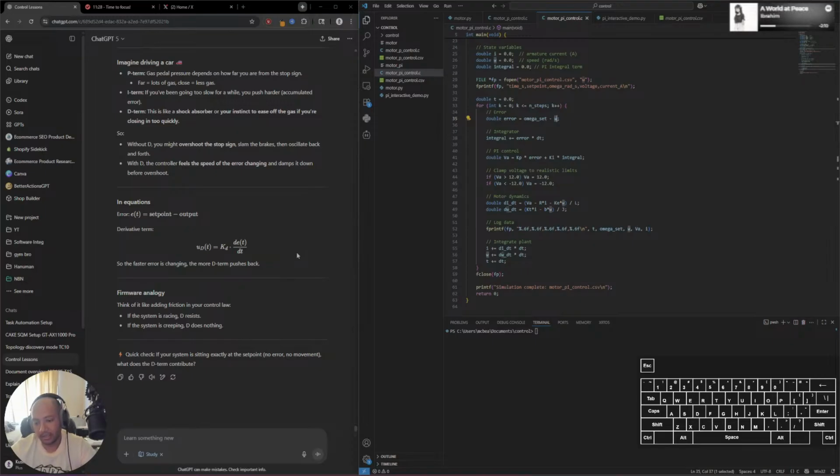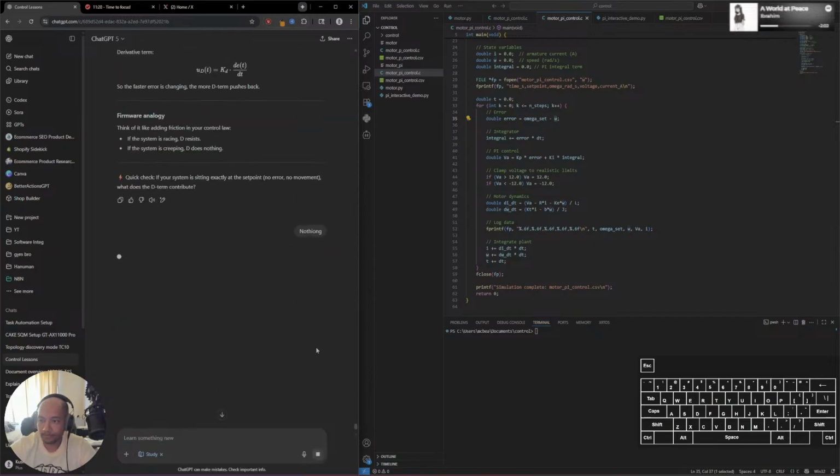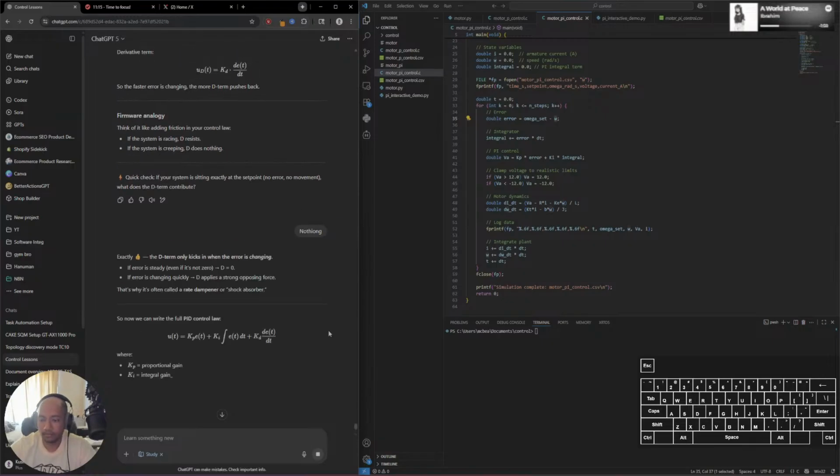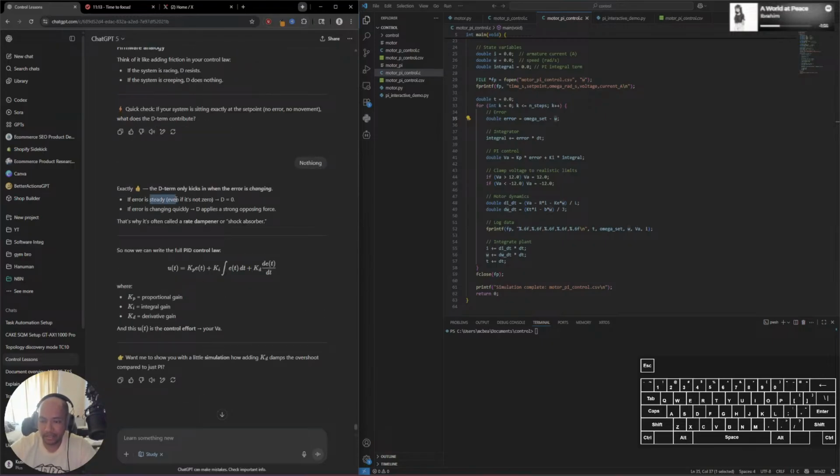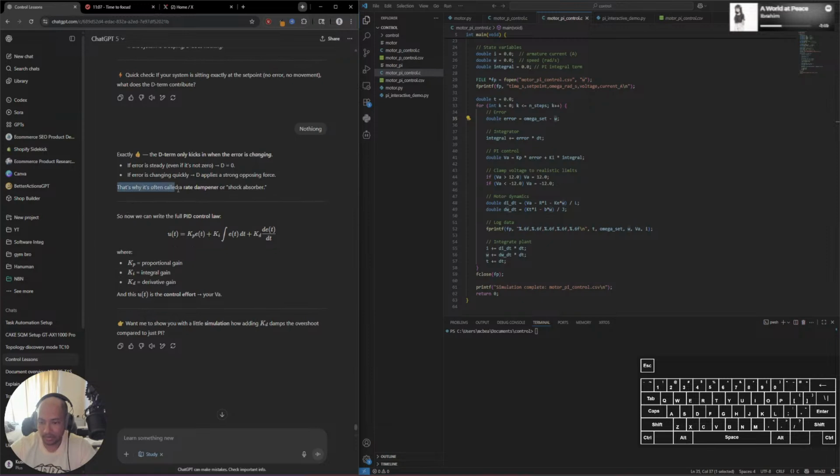Quick check. If your system is sitting exactly at the set point, no error, no movement, what does the D term contribute? Nothing. If the error is steady, even if it's not zero, the D term is zero. If the error is changing quickly, D applies a strong opposition force. That's why it's often called the rate dampener. Rate dampener.